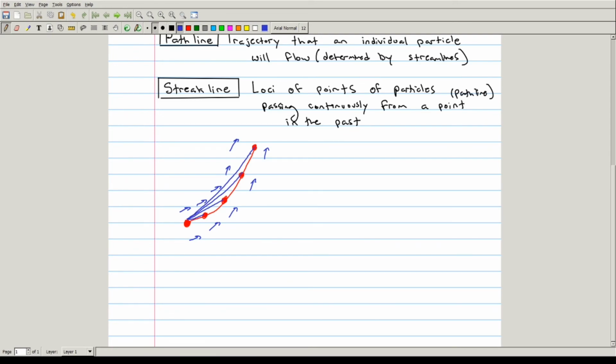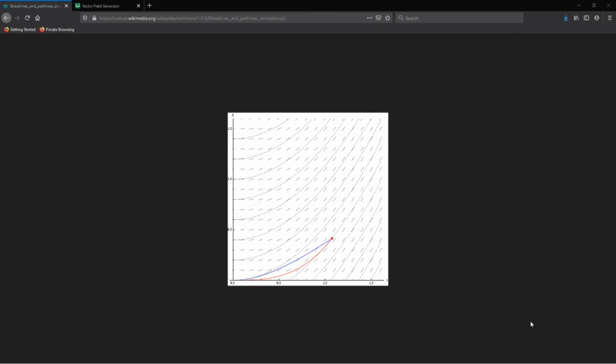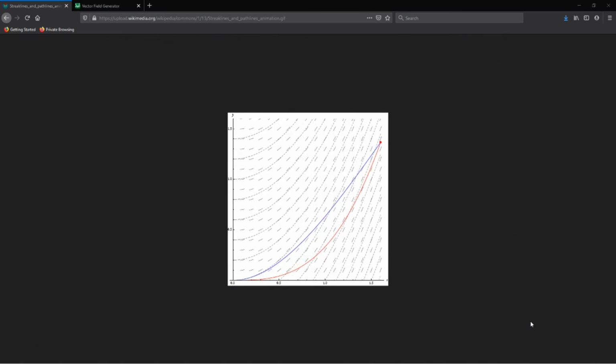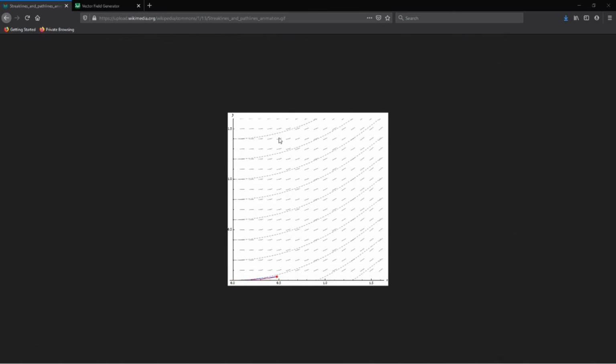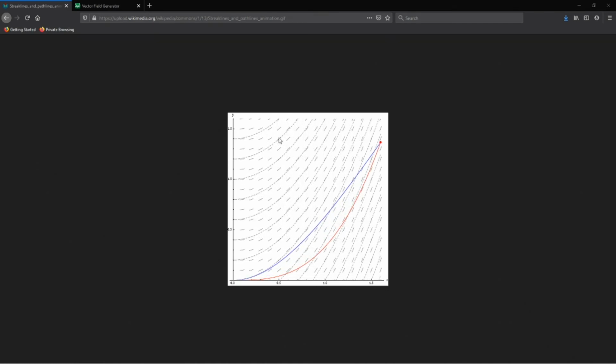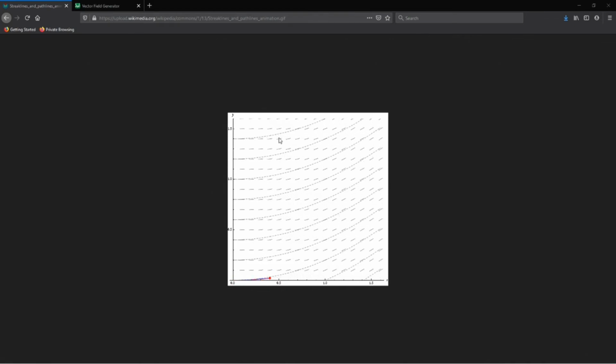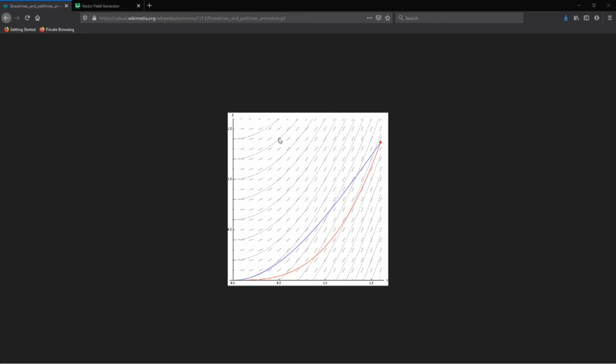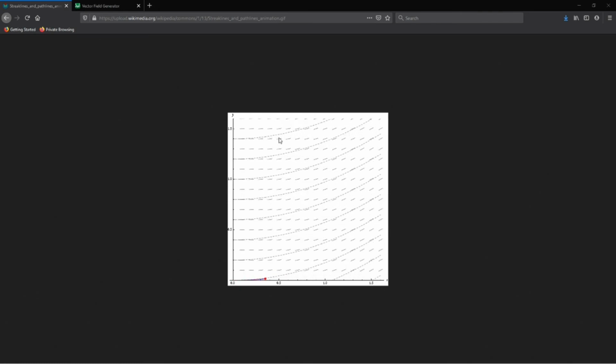The streak line is the evolution of that dye as it's released by this particle in the fluid flow field. I think the best way of illustrating this is through an animation. And what you can see right here in this 2D example is that all of these lines denote the vector field at each given instant of time. And the dashed lines are the streamlines, and the evolution of the streamlines as the vector field changes with respect to time.